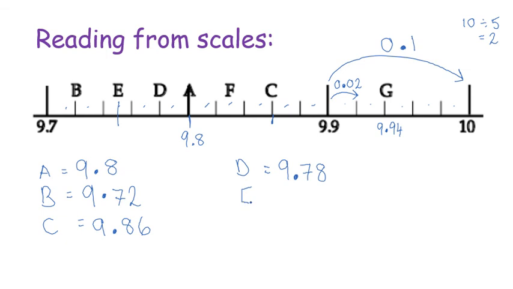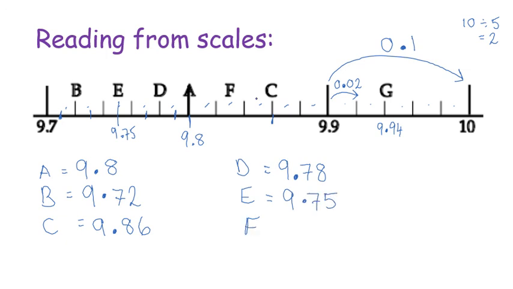Now, on to E. E seems to be in the middle. It's not directly above the line. So if B was 9.72 and the next one along would be 9.74, the next one along would be 9.76. So in between that would be 9.75. If you're wanting to make this scale even more detailed, each of these small increments are worth 0.01. So E would be 9.75.